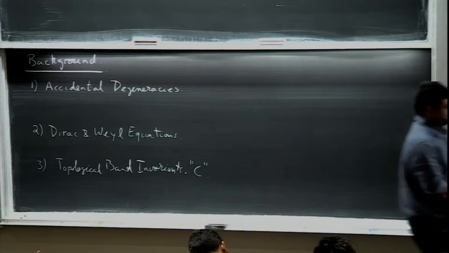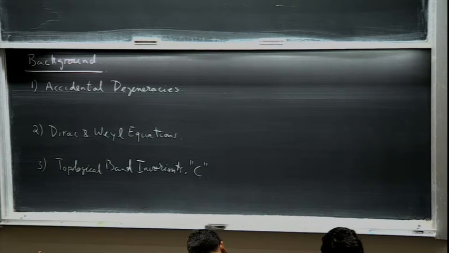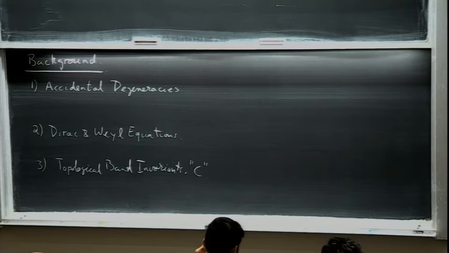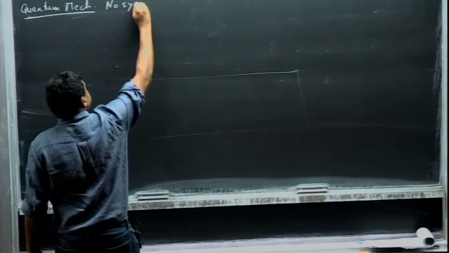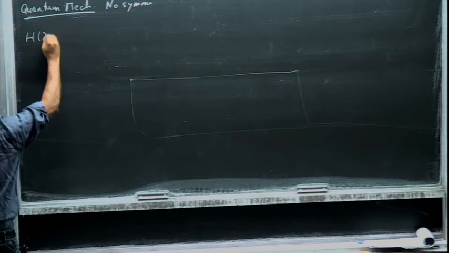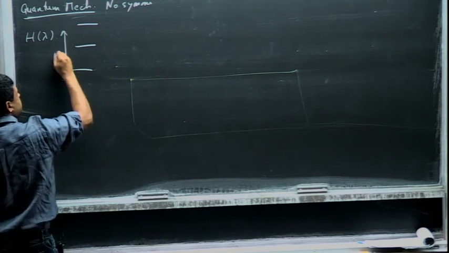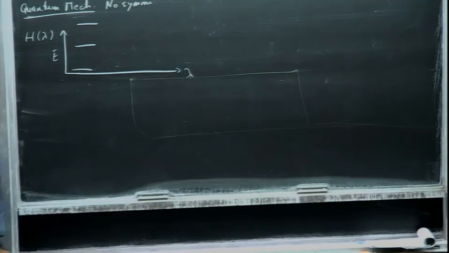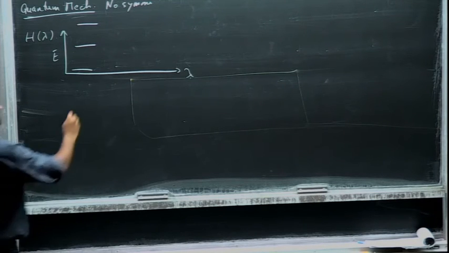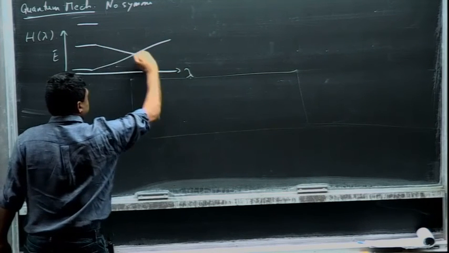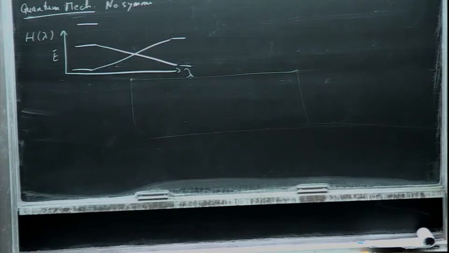Okay, so first let me review accidental degeneracies. This is really simple. In fact, it was discovered, I think, just a few years after quantum mechanics itself. So the question is the following. I give you a quantum mechanics problem, and there are no symmetries, just to be simple. I have some Hamiltonian with some function of some parameters, and I get some spectrum. The question is, as I vary these parameters, how do these energy levels move around? In particular, can I get a pair of energy levels to cross and actually become degenerate at some point?